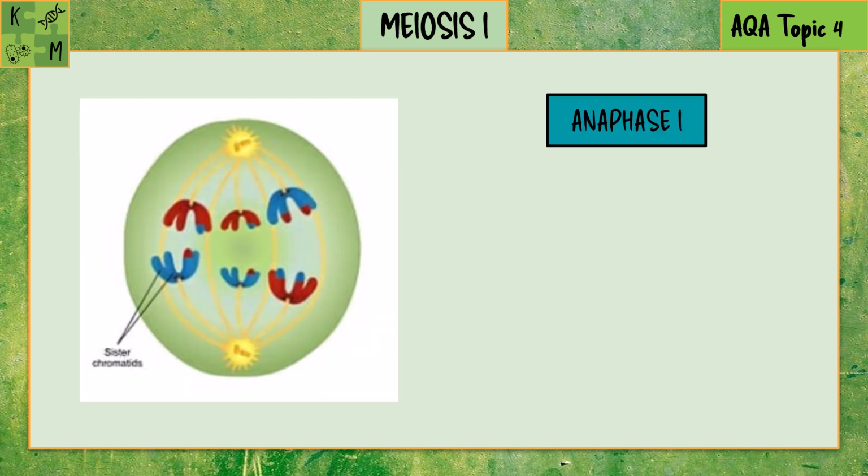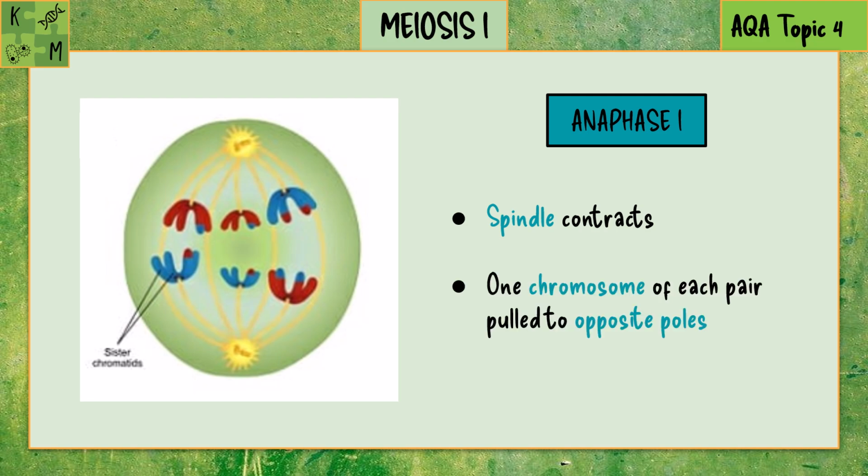Next, we enter anaphase 1. The spindle fibers contract, pulling each of the chromosomes within a pair to opposite poles of the cell.